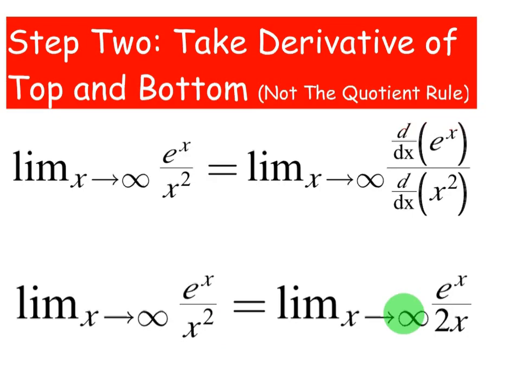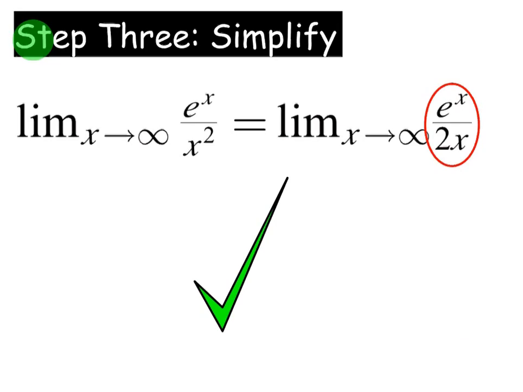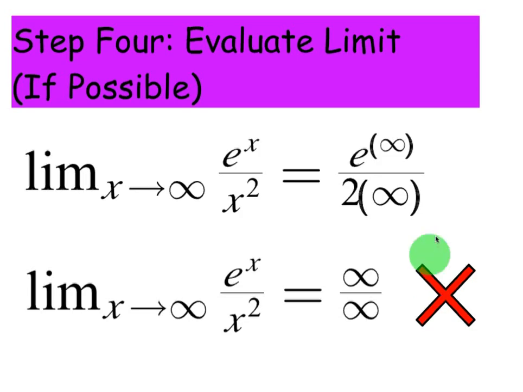In order to do that, we're going to take the derivative of the top and bottom, just like we talked about before. The derivative of e to the x is the only function I know whose derivative is itself, so it's also e to the x, and d dx of x squared is 2x. So now that we've taken the derivative of the top and bottom, we're going to simplify that, and this is as simple as it can be, so we're going to move on. Then we're going to plug in the limit. So then we're going to plug in infinity.